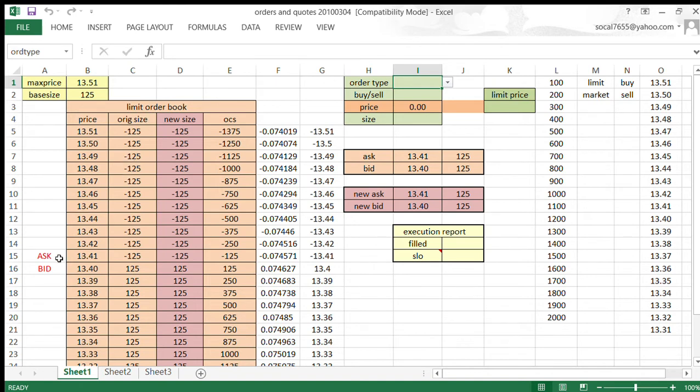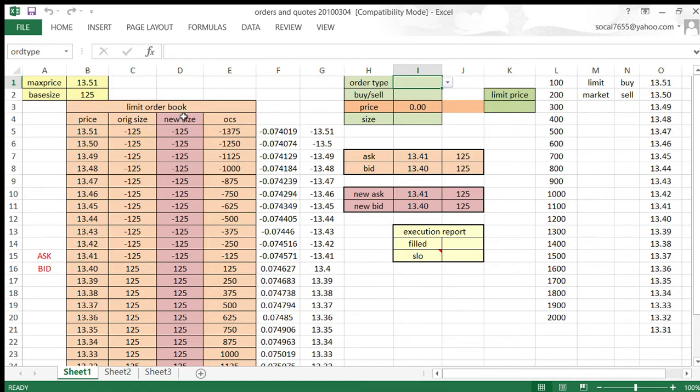Okay, so here's the original size. We assume that there's 125 shares available at $13.41, or someone is willing to sell 125 shares at $13.41. We also see someone's willing to buy 125 shares at $13.40.